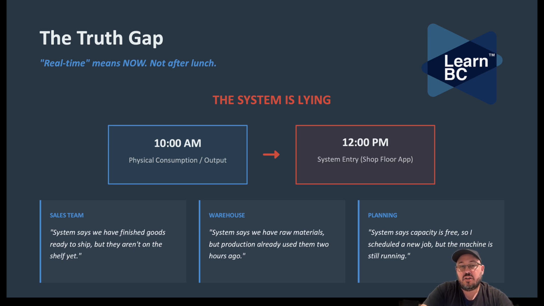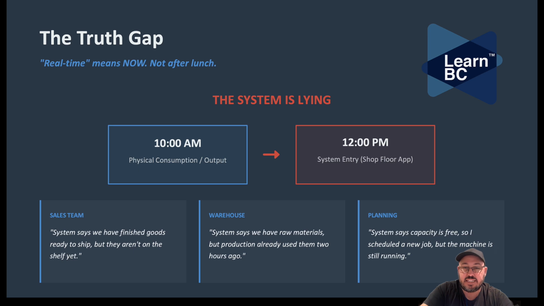How did that happen? Well, at 10, I took a product. I consumed something or I outputted something. And then I don't update the system as I do it. So hours later, I do the system entry on shop floor. Now, what has happened is a knock-on effect that you may not realize affects many others: the sales team, the warehouse, and the planning. The sales team say, hey, it says we have finished goods ready to ship, but they're not on the shelf yet.